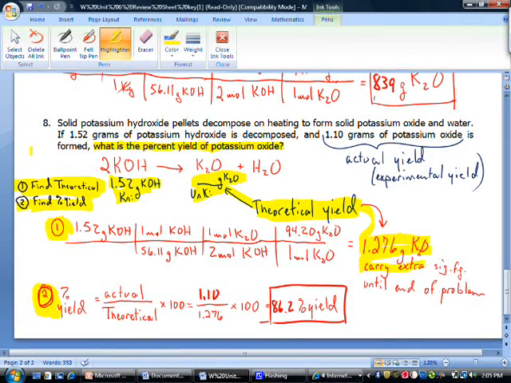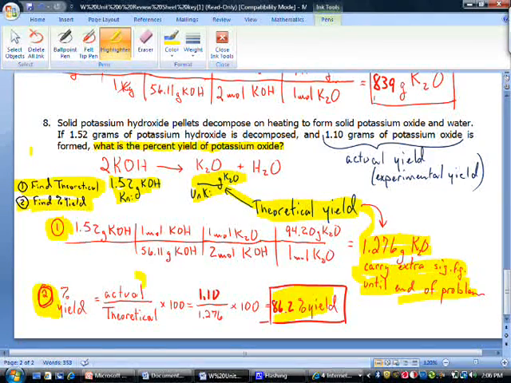Note, it's a good idea to carry extra significant figures until the end of the problem so that you don't have any rounding errors in the middle of your problem. That's the way to do it: carry additional digits beyond the significant digits on into the rest of the problem. And you should get 86.2% yield for this problem.